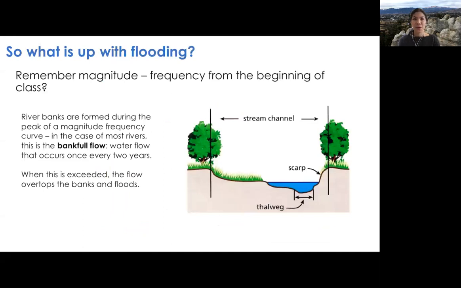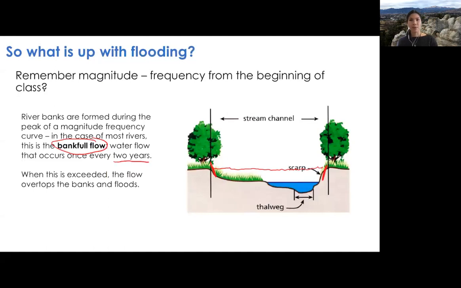So the riverbanks, for example, these ones here outlined in red, are formed during the peak of the magnitude frequency curve for river flow. And this is actually a flow level that's called bank full flow because it's the flow level that has created the banks and for which the banks are defined. So at bank full level, the water would be all the way up to the top of these banks.